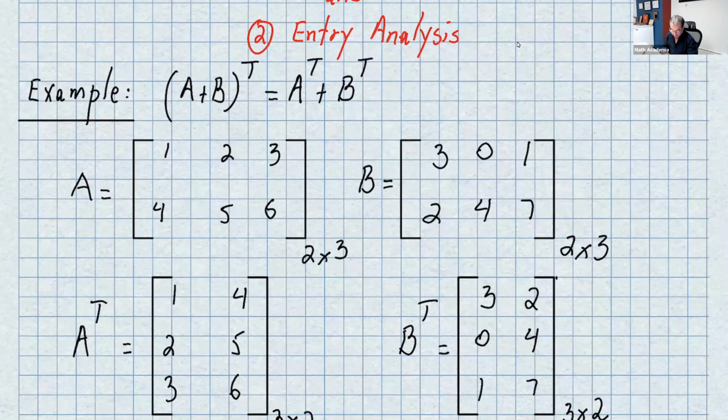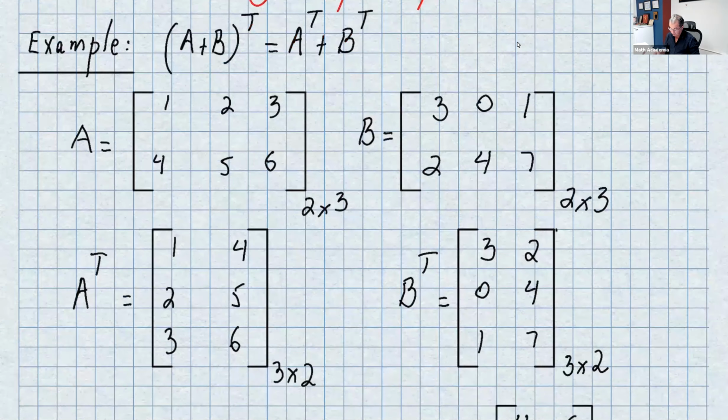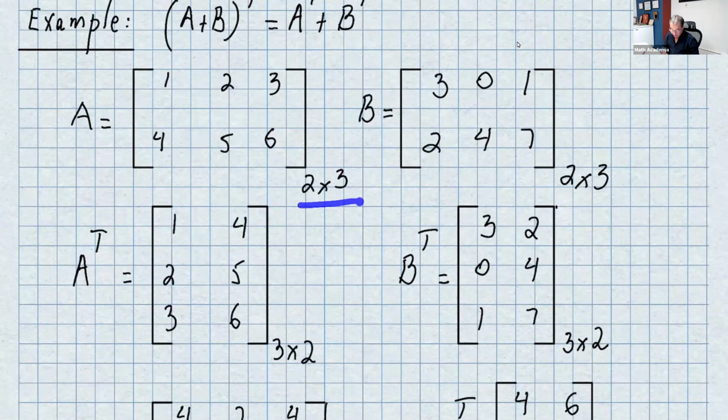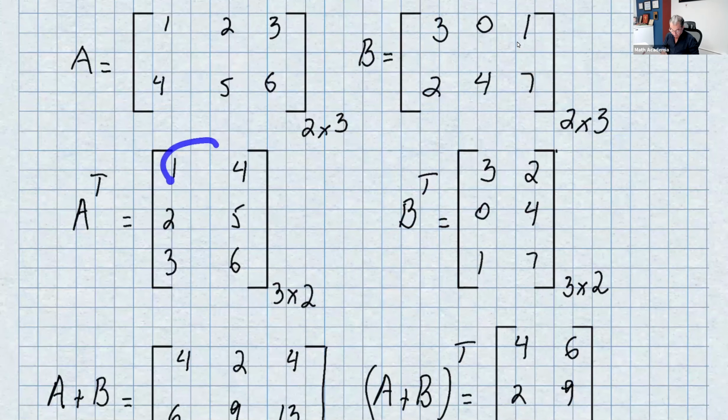If I have the matrix A, say 1, 2, 3, 4, 5, 6, and B is 3, 0, 1, 2, 4, 7, they are both 2 by 3 matrices. A transpose is 1, 4, 2, 5, 3, 6, a 3 by 2 matrix. B transpose is 3, 2, 0, 4, 1, 7. Basically, you just interchange the rows and make them columns. That's also a 3 by 2 matrix.